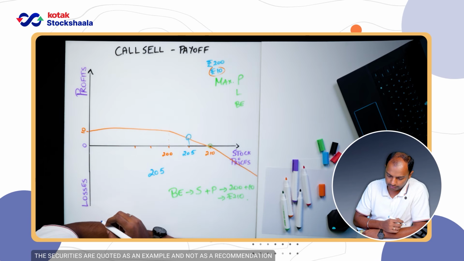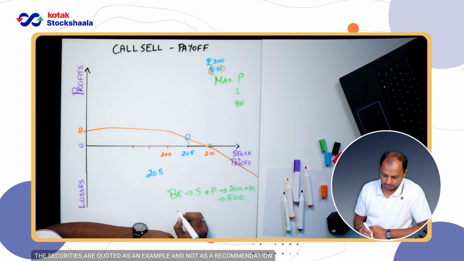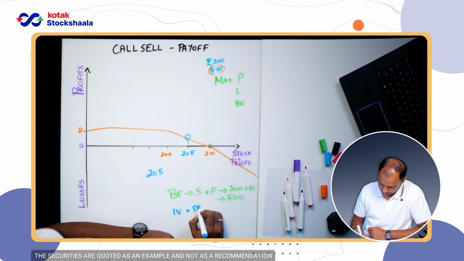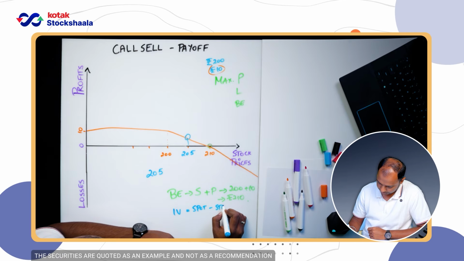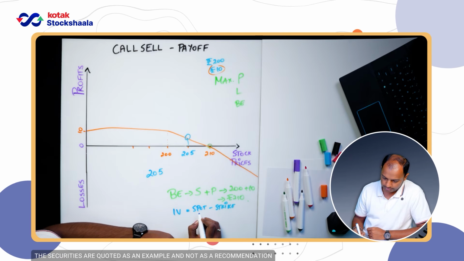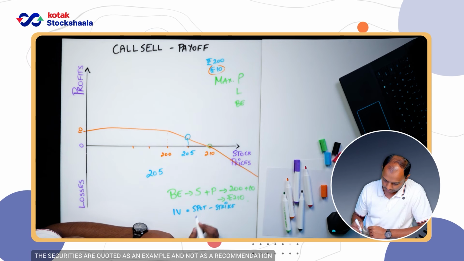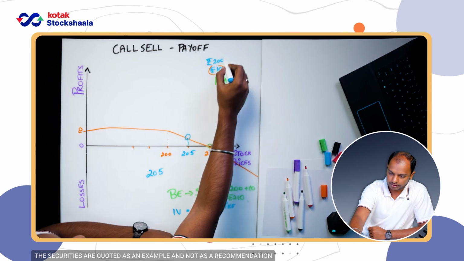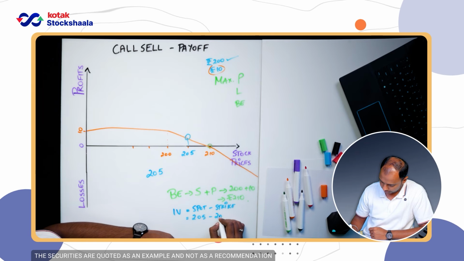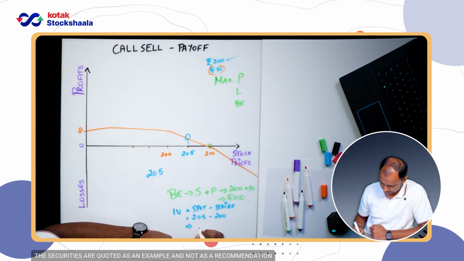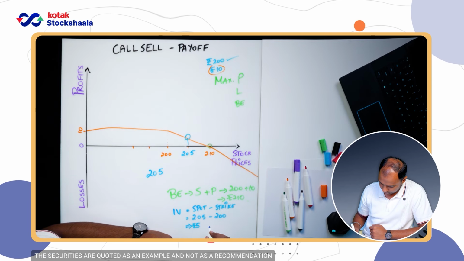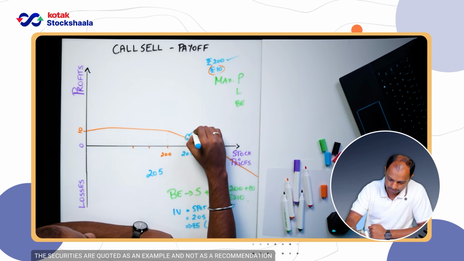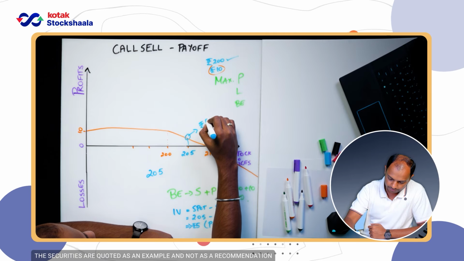We can simply calculate the intrinsic value for call option selling, and that is nothing but intrinsic value equals our spot price minus strike price. Spot price is the price of the underlying asset at this specific point, that is 205, minus the strike price that we have chosen, rupees 200. So the final intrinsic value is rupees 5, which is also our profit in this case. So this value here is going to be rupees 5.